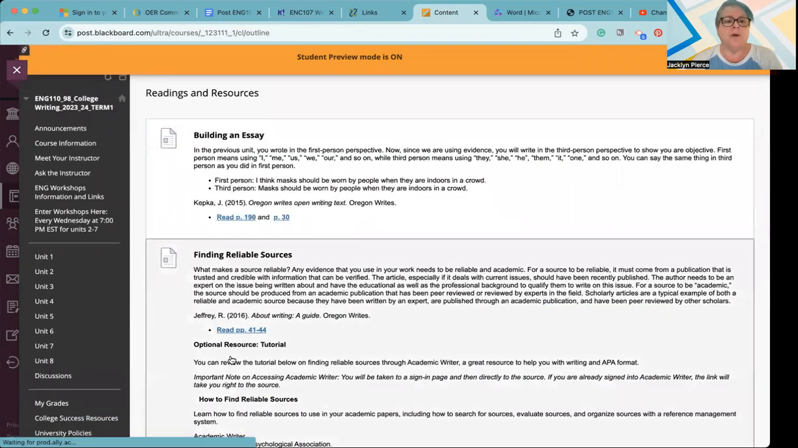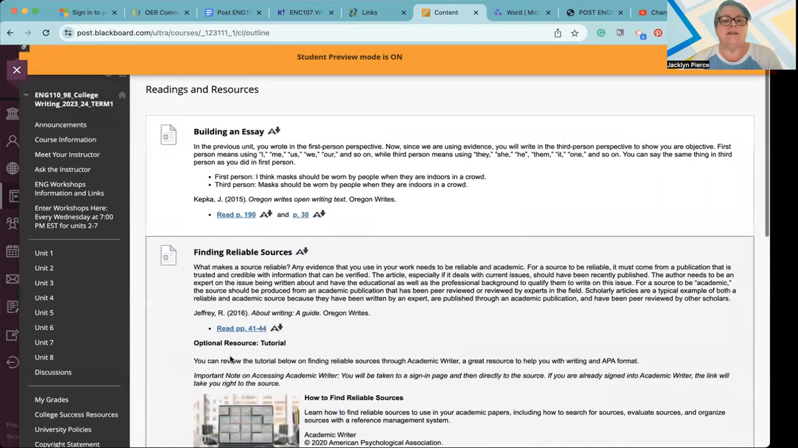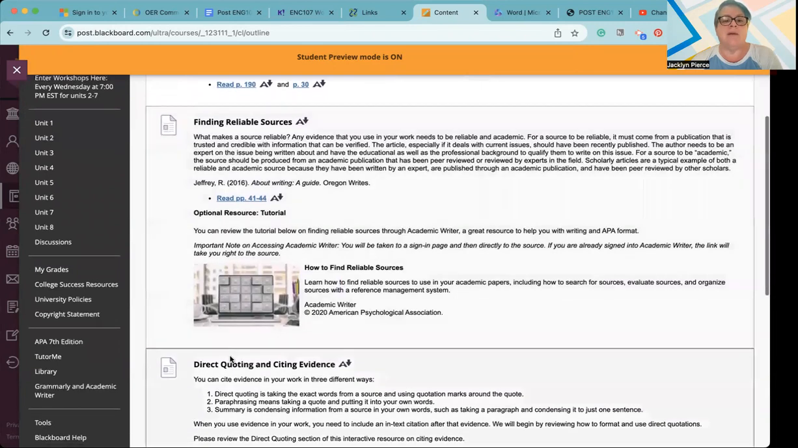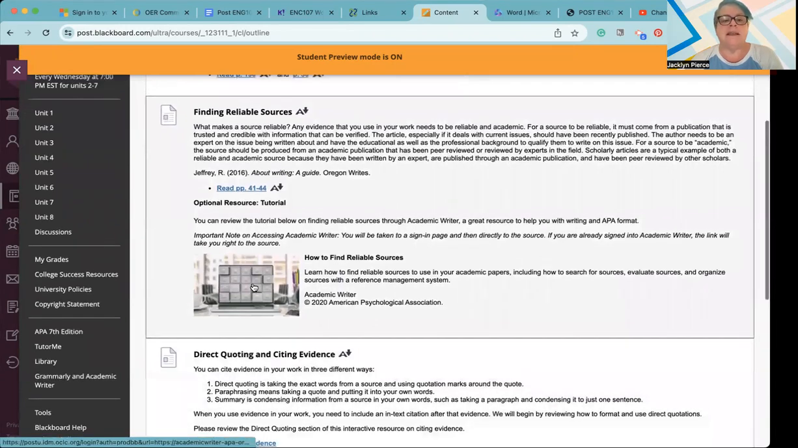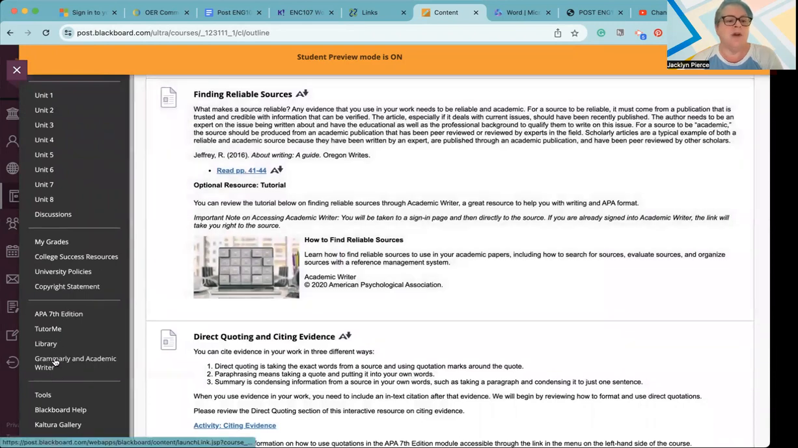So as usual, you want to do all of the readings and resources folder before tackling the 2 assignments, which will be a discussion board again and a formal writing assignment, just like last week. First section's about building an essay, so you've got a couple of readings there. You also have some readings on finding reliable sources, including an optional tutorial, although I don't think that link is working. But it does give you a note about Academic Writer, which you will access over here on the left.